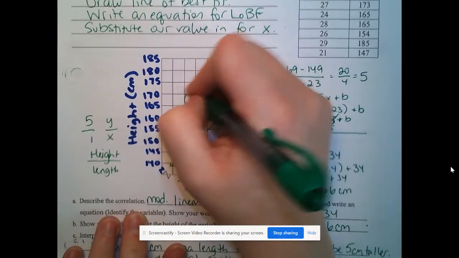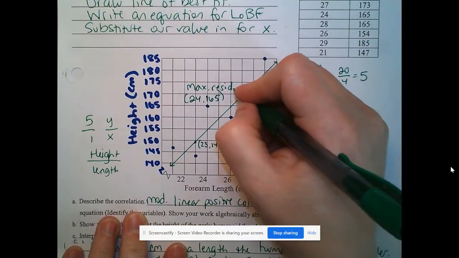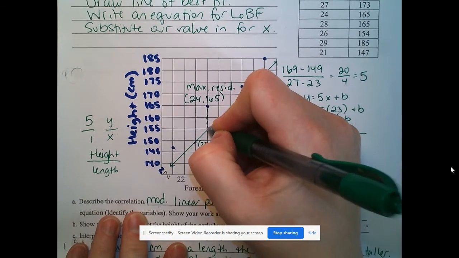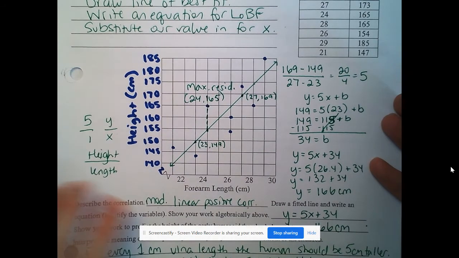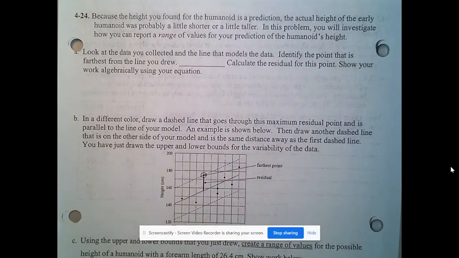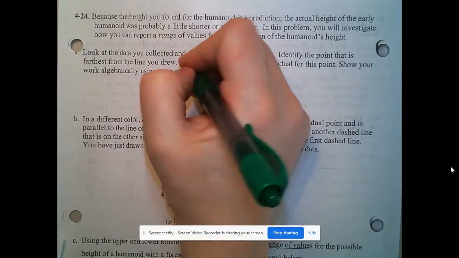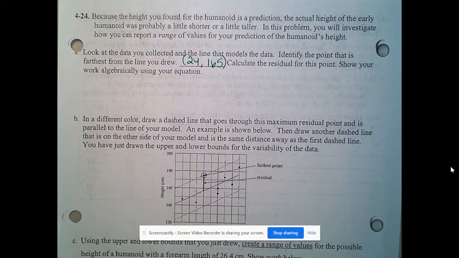All right, so that one is called our maximum residual. It is the furthest point, either directly above or directly below. And we would put in those little dashes, so not a solid line because it's not actually a line. It's just a distance that we're going to measure. So we're going to say that the point that is the farthest from the line we drew is 24, 165. That point's going to be our max residual.